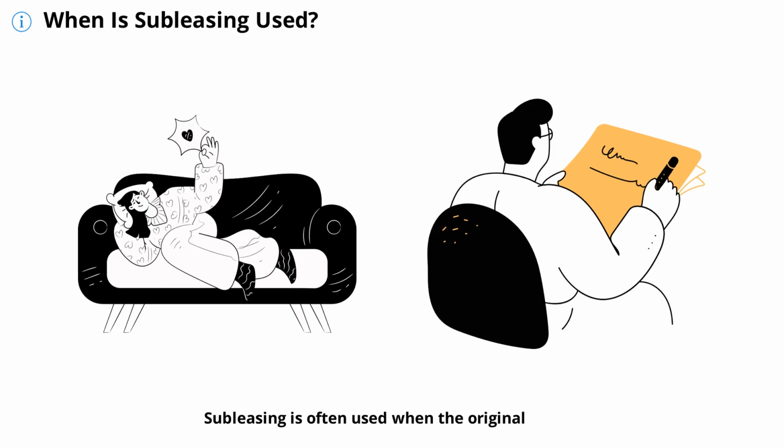Subleasing is often used when the original tenant needs to move temporarily for work, school, or personal reasons, but plans to return before the lease ends. It can also be helpful if the tenant wants to avoid breaking the lease and paying penalties. Subleasing is common in college towns, among professionals on temporary assignments, or in cities with high rent where tenants want to share costs. It's a flexible solution for both tenants and subtenants.